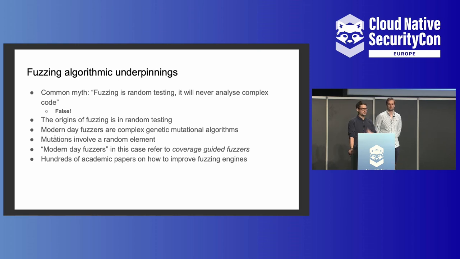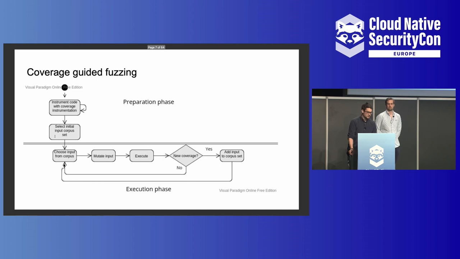It's highly structured tools that try to pick the right inputs to your code such that you will execute essentially as much of the underlying code as possible. And when I say modern day fuzzers here, I really refer to coverage guided fuzzers. So the underlying principle in coverage guided fuzzing is that you have a given corpus, which is just a set of test cases.